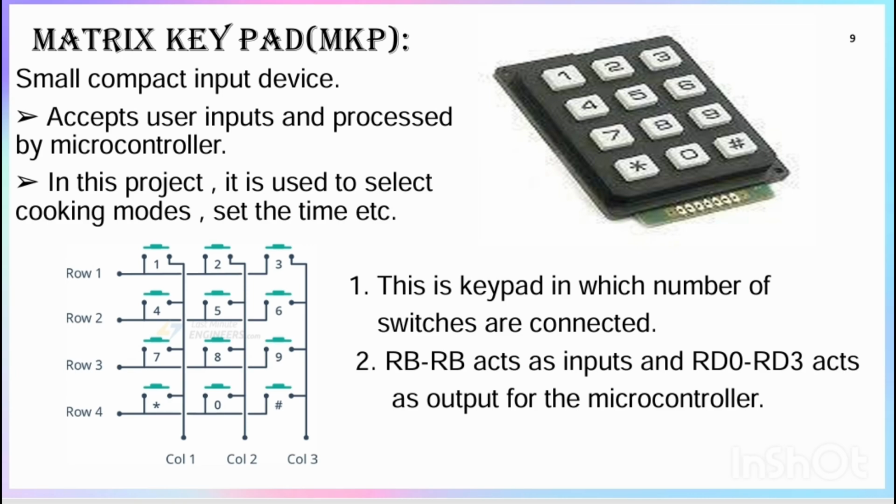First, we input high on the row pins. When a key is pressed, the corresponding row and column get shorted. In the second step, the software scans the pins connected to the columns. This is a keypad in which a number of switches are connected. RB to RB acts as the input, whereas RD0 to RD3 acts as output for the microcontroller. In this project, it is used to select cooking modes and set the time, etc.